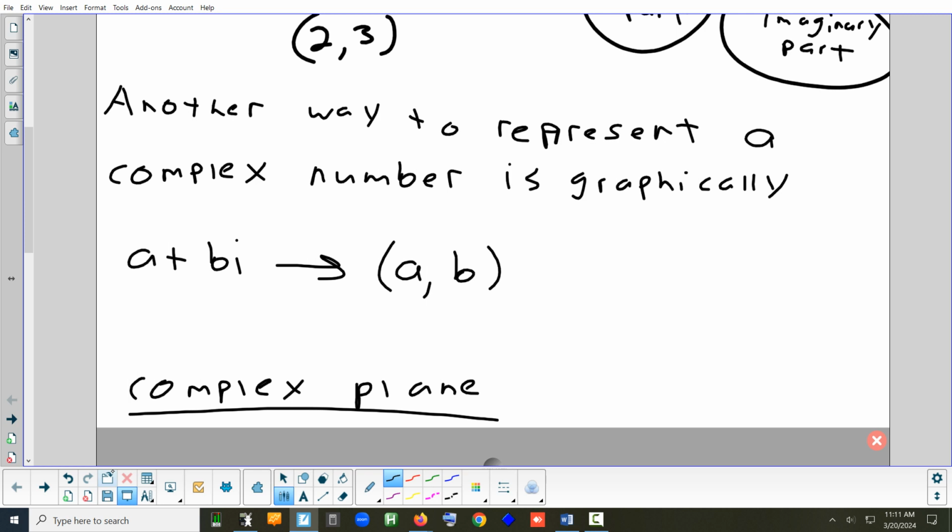So graphing on a plane, when you don't use x and y, but you call them r for the real and i for the imaginary, that's called the complex plane. It's just like graphing on x and y. You're just calling the 2 axes different names.